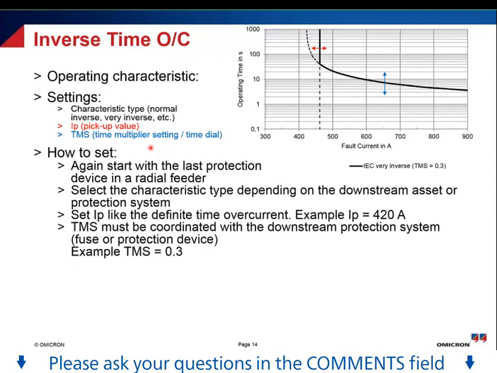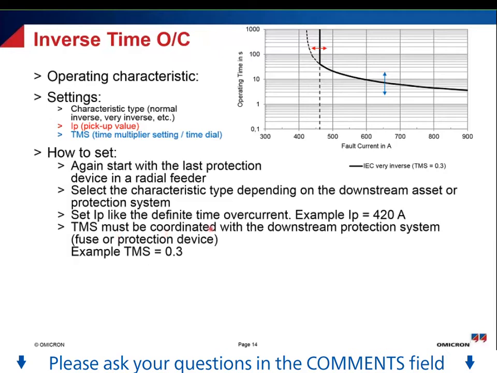Once again, the pickup value is defined the same way as it was for the definite time overcurrent. So you need to find a value that is between the maximum load current and the minimum short circuit current. If we have the same setup as before, then we once again can go with a pickup value of 420 amps. And then afterwards, the time multiplier setting must be defined.